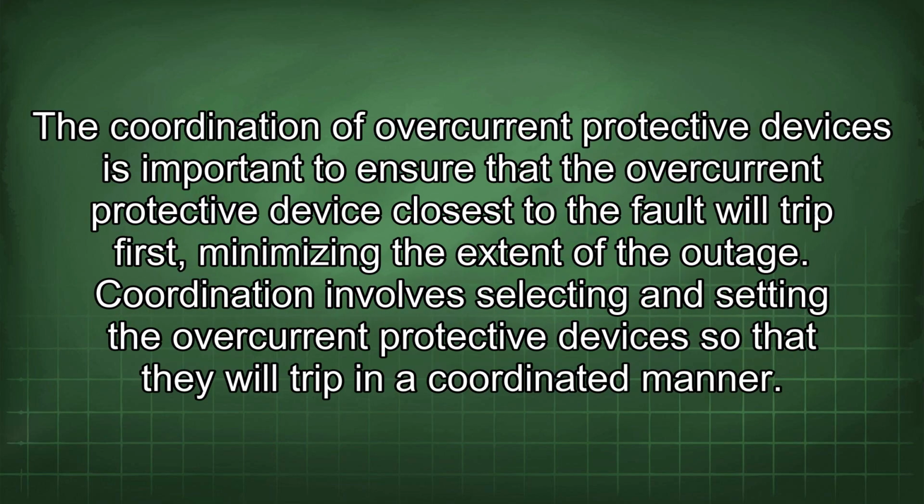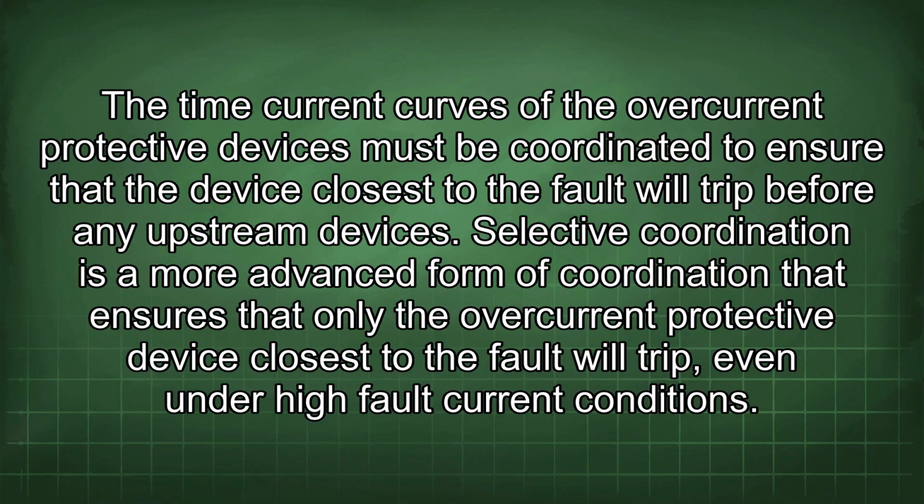The coordination of overcurrent protective devices is important to ensure that the overcurrent protective device closest to the fault will trip first, minimizing the extent of the outage. Coordination involves selecting and setting the overcurrent protective devices so that they will trip in a coordinated manner. The time current curves of the overcurrent protective devices must be coordinated to ensure that the device closest to the fault will trip before any upstream devices. Selective coordination is a more advanced form of coordination that ensures that only the overcurrent protective device closest to the fault will trip, even under high fault current conditions.